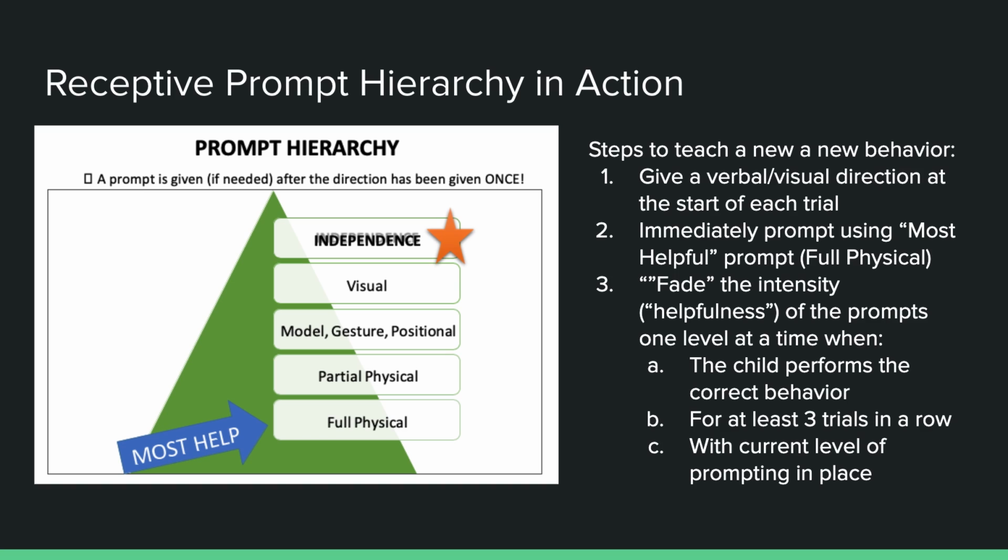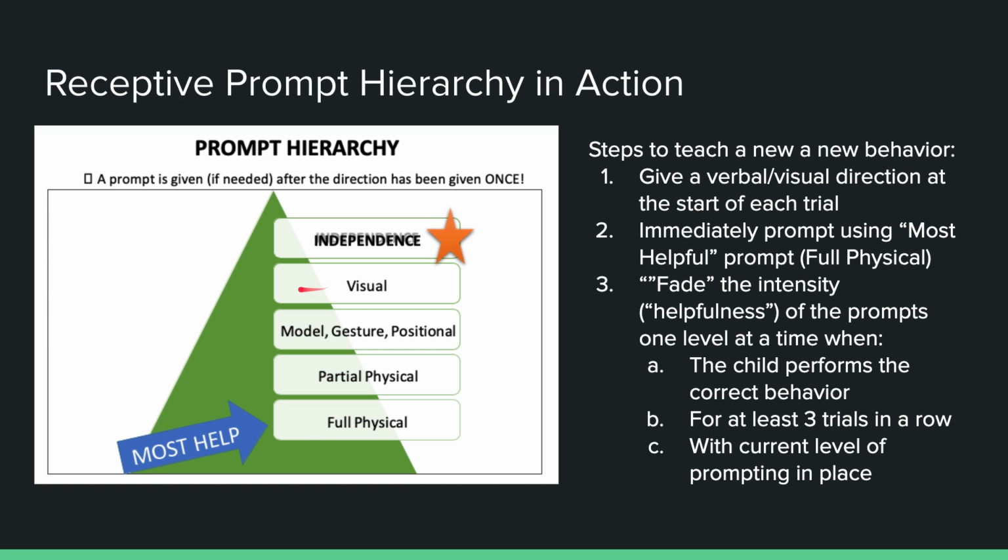they do that 3 times in a row, then you just move to a visual, which could either be a picture of them touching the picture of the dog, or if they're a reader, you could have the words written like touch the dog or touch the picture of the dog, and then they touch the picture of the dog.